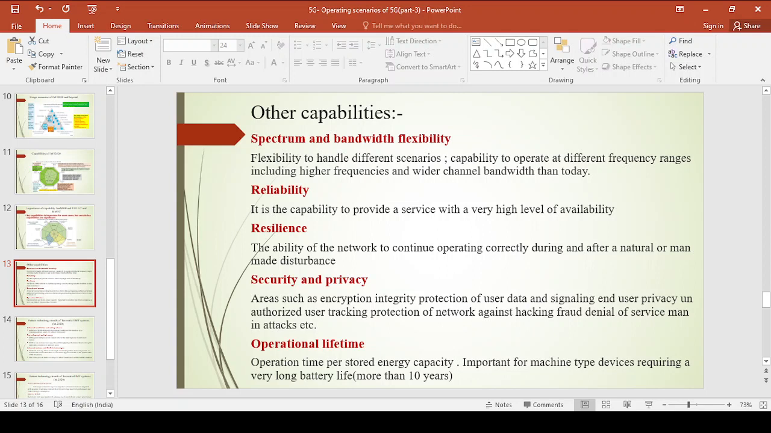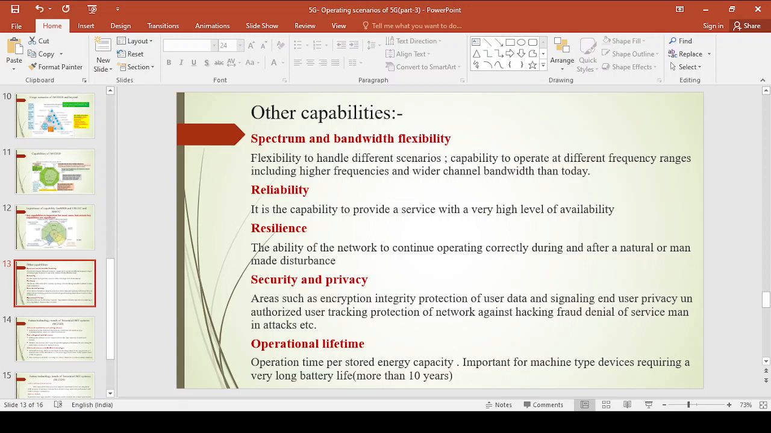Now we have seen different capabilities of 5G and beyond 5G, right? Those different capabilities we have seen in the previous slide. That includes latency, area traffic, connection density, mobility, spectrum efficiency, user experience data rate, peak data rate, network efficiency. All these are the capabilities that we have seen in the previous slide. Not only those capabilities, we have some more capabilities that are to be supported by 5G or beyond 5G.